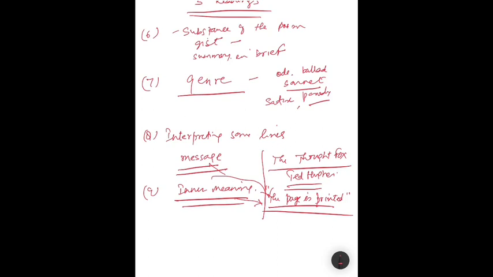For example, say you're going to analyze Ode to the West Wind, and then you will take, "If winter comes, can spring be far behind?" There's a line actually which is very significant, and you are going to analyze it and tell us what is actually the inner meaning or the message of the poem.